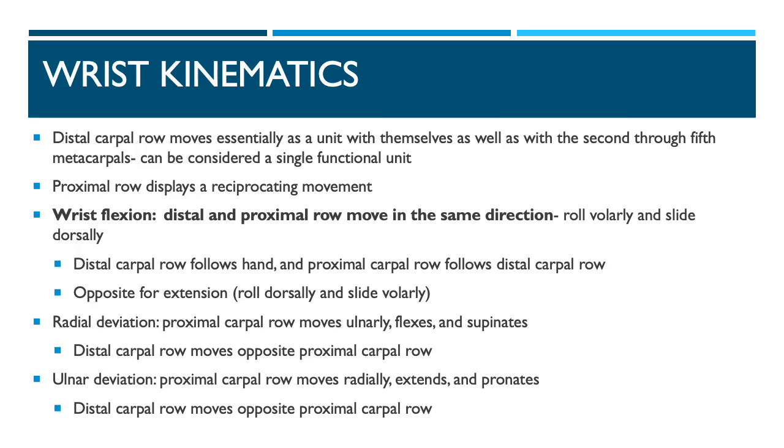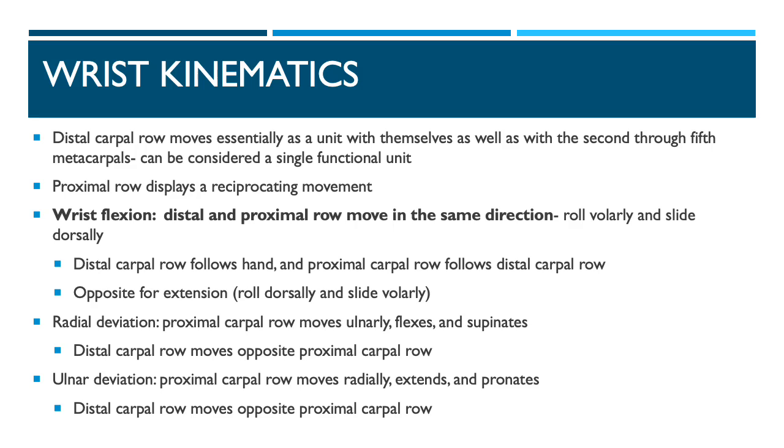During radial deviation, the proximal carpal row moves ulnarly. So if your whole hand is coming to the radial side, let's say there was no motion, your scaphoid would just be sitting in the way there. So your trapezium and your first metacarpal would start to hit the scaphoid. So to prevent that, your scaphoid and the rest of the proximal carpal row is going to move ulnarly, kind of get it out of the way. It also flexes a little bit and it supinates.